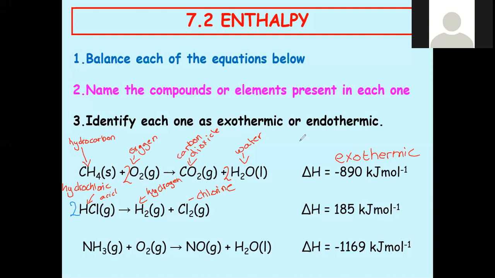chlorines on that side. This time we have got a positive enthalpy change, which means we have got an endothermic reaction. That means energy is being put into the system, which makes sense. We're going from a gas and we're staying as gas, so we haven't got any state changes. To break these bonds, we're going to need to put some energy into the system to break those bonds in the hydrochloric acid to be able to then make hydrogen and chlorine. Finally, we've got ammonia.